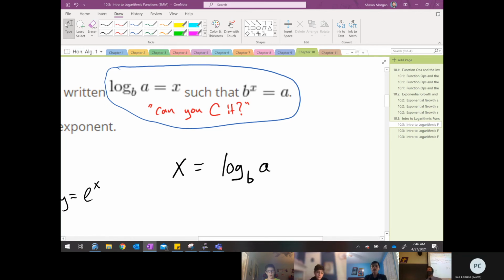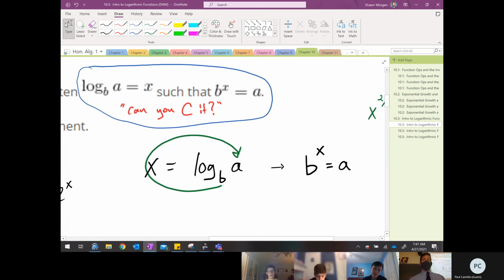If I want to convert a logarithm, like this equation right here is in log form, and if I wanted to put it in exponential form, the phrase that pays is, can you see it? So in other words, the exponential equation would be b to the power of x equals a.